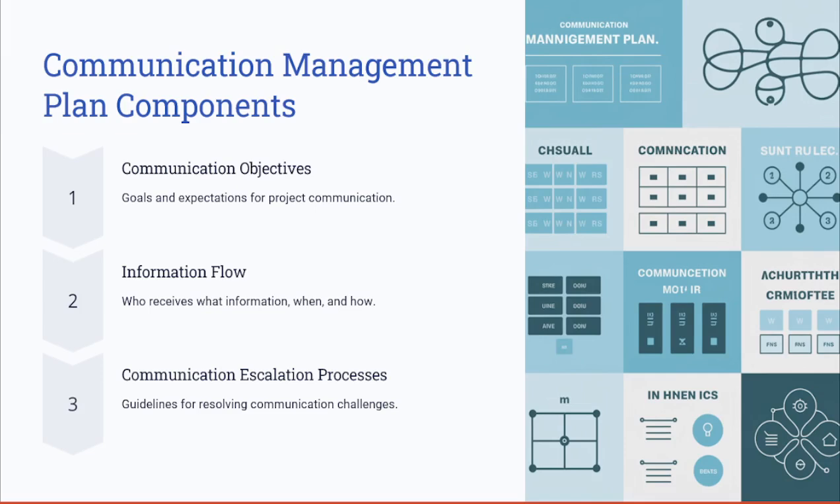Now let's have a look at the communication management plan. All communication plans include objectives and define how information flows within the project. They also outline the escalation procedures for addressing communication gaps or conflicts. The key components you can expect to see include the communication objectives, such as the goals and expectations from the project communication; the information flow, such as who receives what information, when and how; and the communication escalation process, which serves as guidelines for resolving communication challenges or issues.